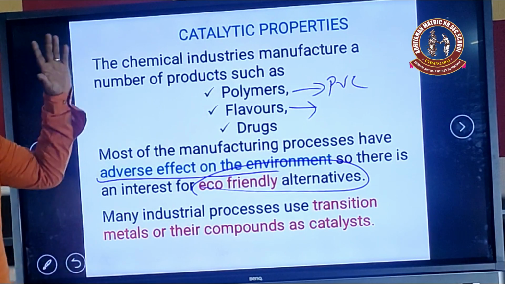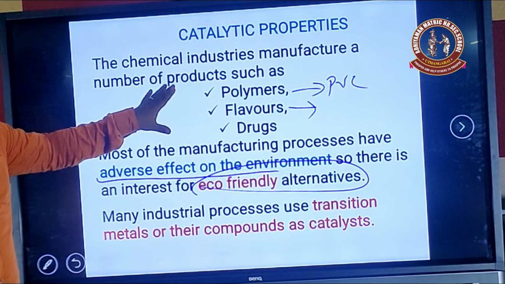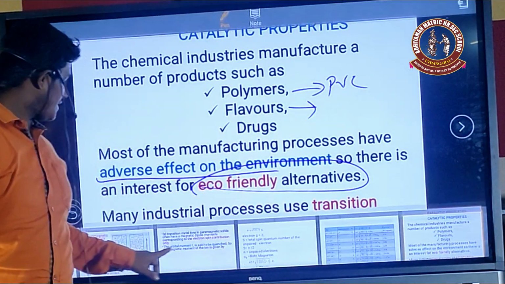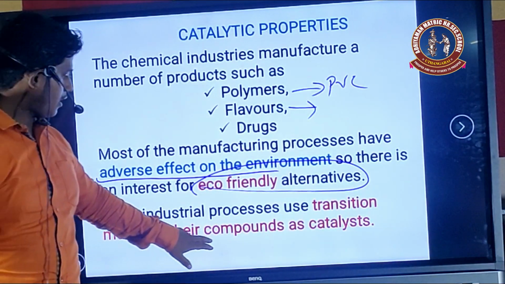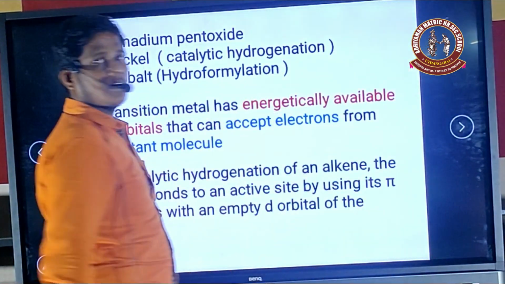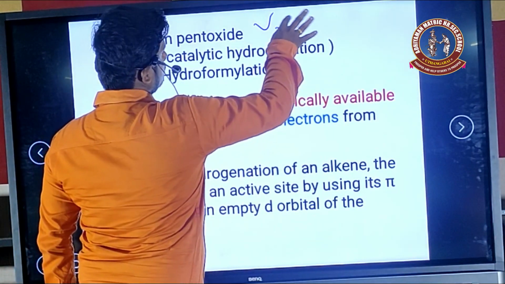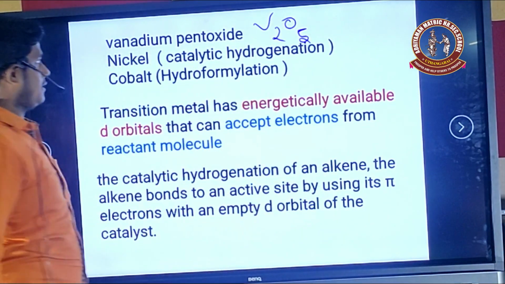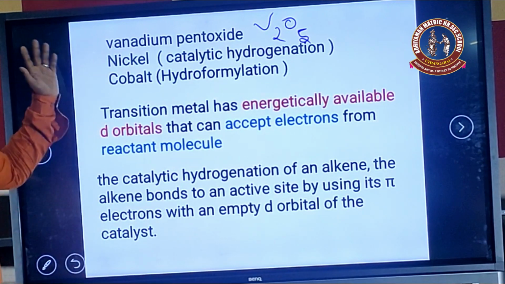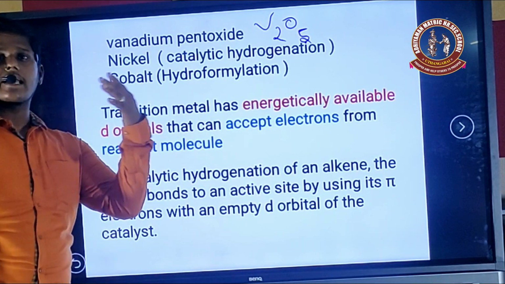So this harmful effect you remove by using eco-friendly alternatives, like that. Okay, that's why the d block elements use the catalytic property in industrial processes. You see, many industrial processes use transition metals. Their compounds act as a catalyst. Elements or compounds. Example, vanadium pentoxide, V2O5. Nickel, cobalt, rhodium, iridium. Many d block elements or transition elements act as a catalyst.